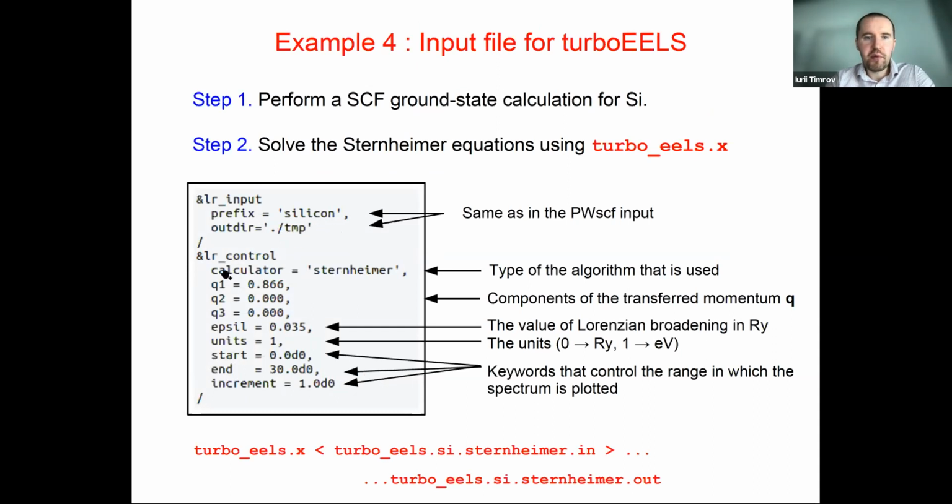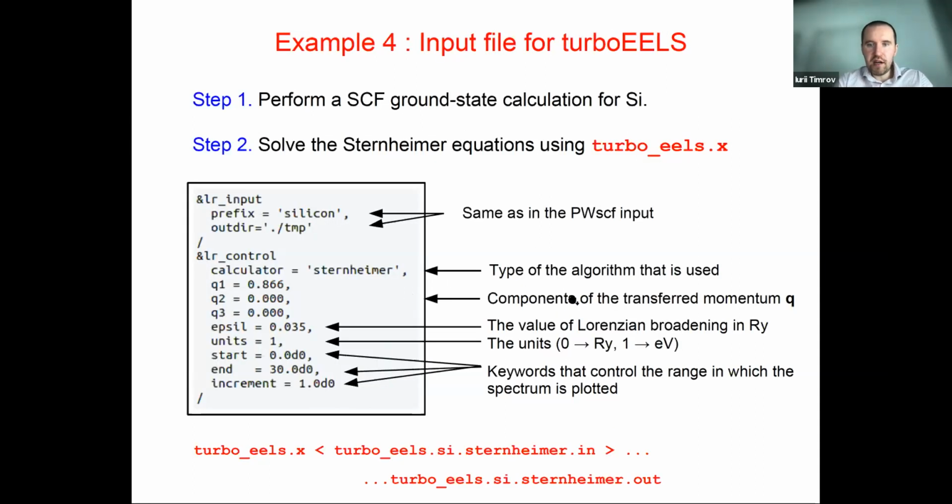So for the Sternheimer, we keep the q, the coordinates of the q vector, and then we also integrated here keywords to plot the spectrum, like broadening epsilon, units eV, starting and ending for the plot of the spectrum, and increment. And we don't need to run turbo_spectrum post-processing here. Since it's a different algorithm, we just do 2 steps. First PW and second turbo_eels Sternheimer.